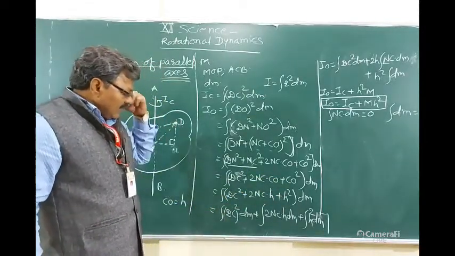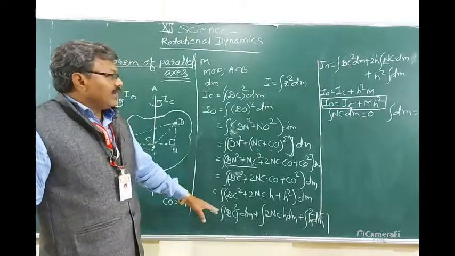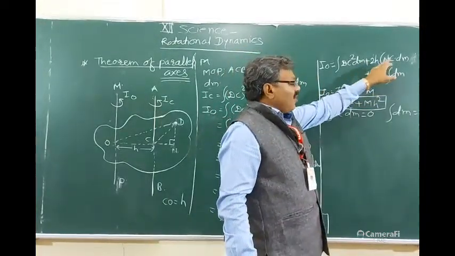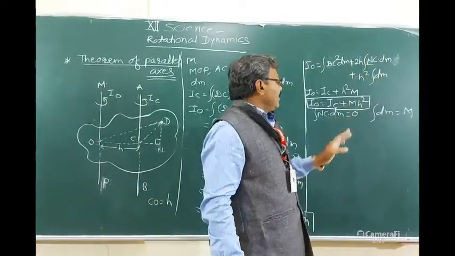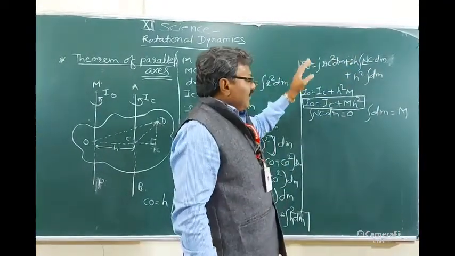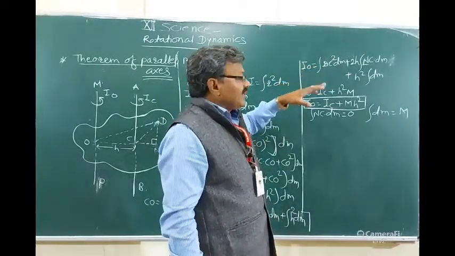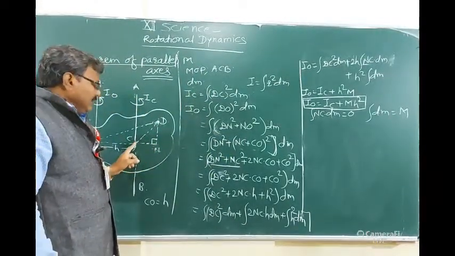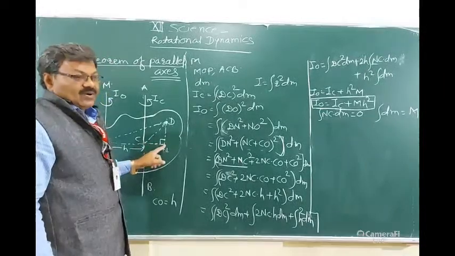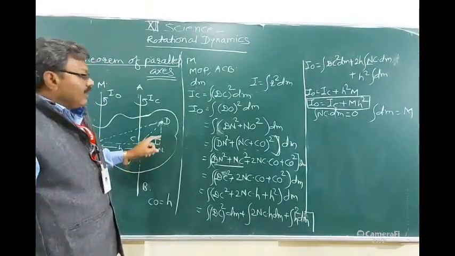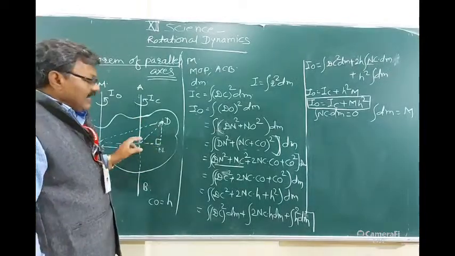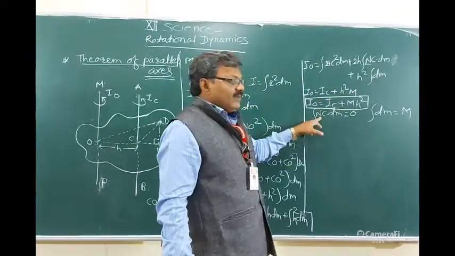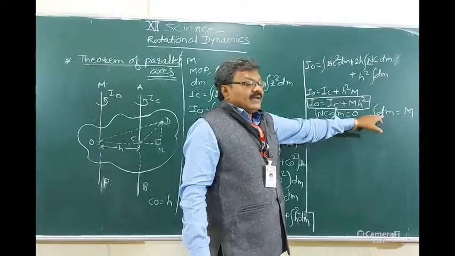Now from this, when we are substituting the values, CO is equal to h, but the integration of the product of NC into dm is 0, because this mass is distributed symmetrically about the center of mass. NC represents the distance of the point, but this mass is symmetrically distributed about the center of mass. By definition of center of mass, this integration of NC dm is equal to 0.